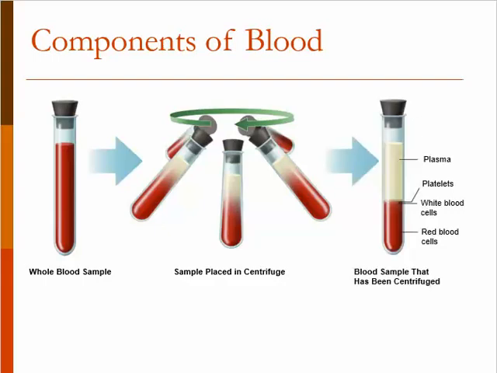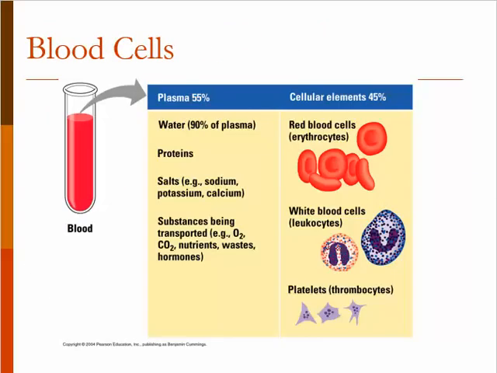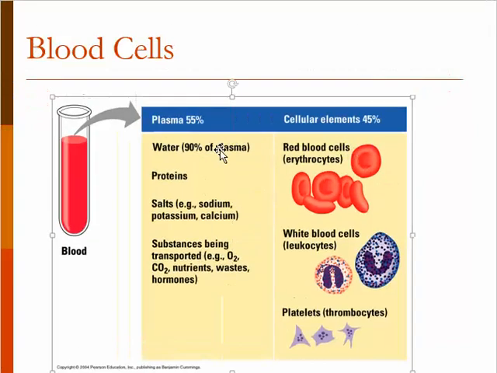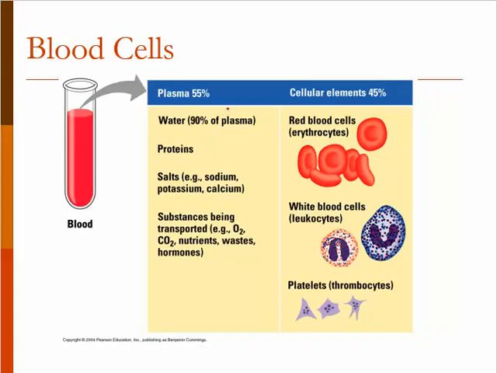So when we look at the components of blood, we have plasma, platelets, white blood cells, and red blood cells. Plasma makes up approximately 55% of your blood, and of that 55%, 90% of it is going to be water. There are also some proteins in there, salts, and the substances that are being transported, such as nutrients, waste. Oxygen can be there, and carbon dioxide can be there also.